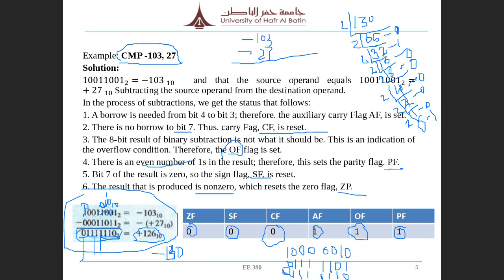That means this 8-bit is not enough to hold the result. So that's why the overflow flag is set. Or simply you can say that if we have a negative number, the overflow flag is to be considered, and if we subtract a bigger number from a smaller number, the overflow flag is set. Like 27 is a bigger number from minus 103, so definitely in the subtraction the overflow flag is set. All right, is it clear?